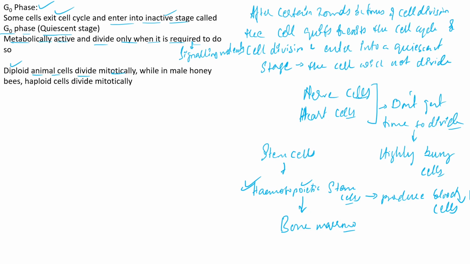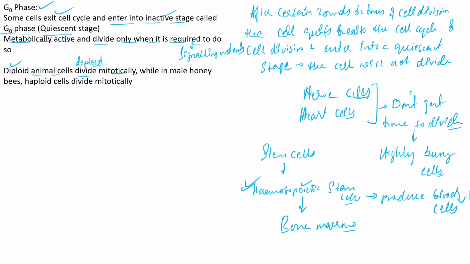All the animal cells divide mitotically, mainly the diploid cells. Also, the germ cells in the case of animals are divided by one more kind of cell division called meiosis. That will be another class.